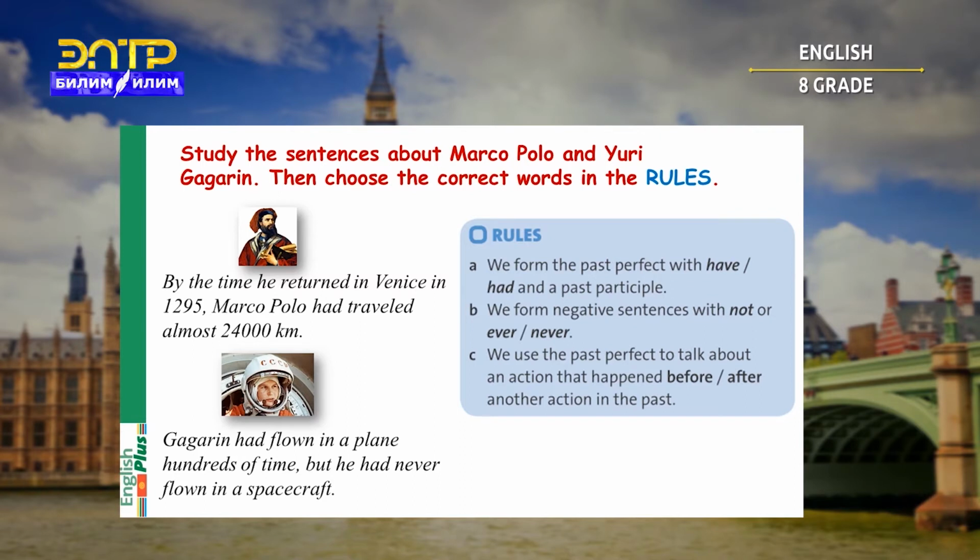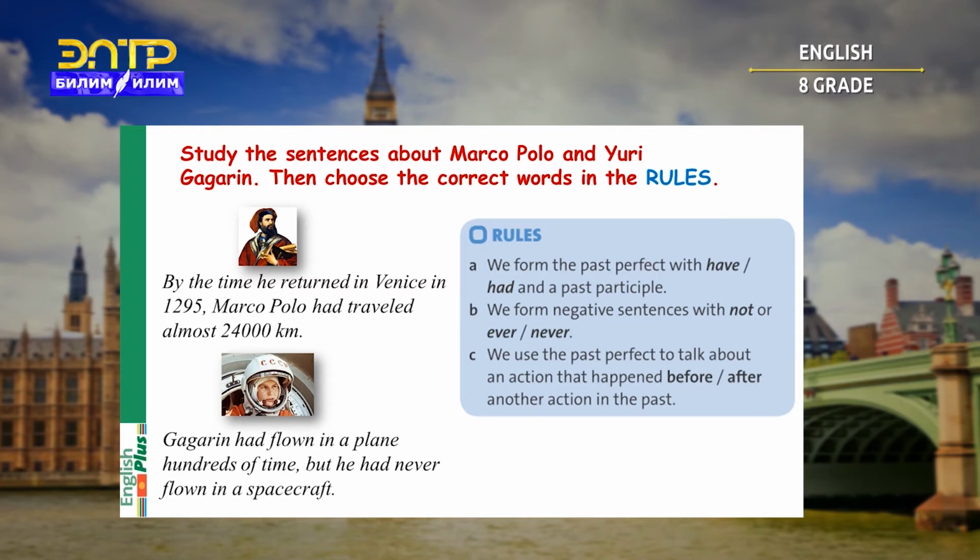First, let's look at the sentence about Marco Polo. By the time he returned to Venice in 1295, Marco Polo had traveled almost 24,000 kilometers. Now, look at the sentence about Yuri Gagarin. Gagarin had flown in a plane hundreds of times, but he had never flown in a spacecraft. Now, let's look at the rules.